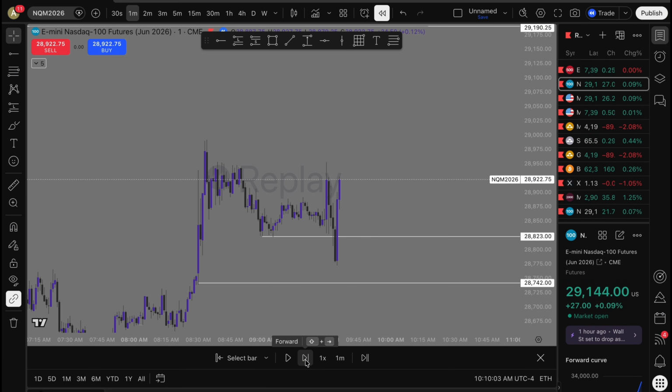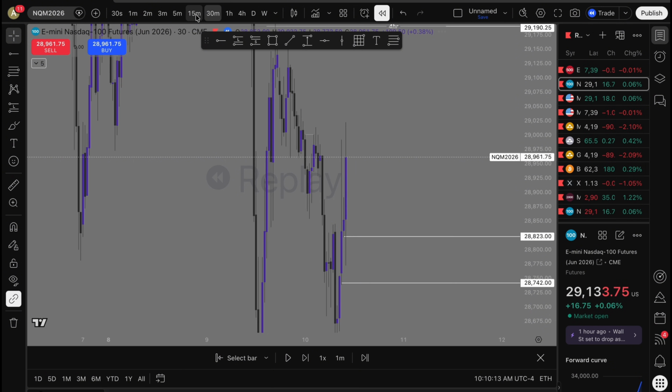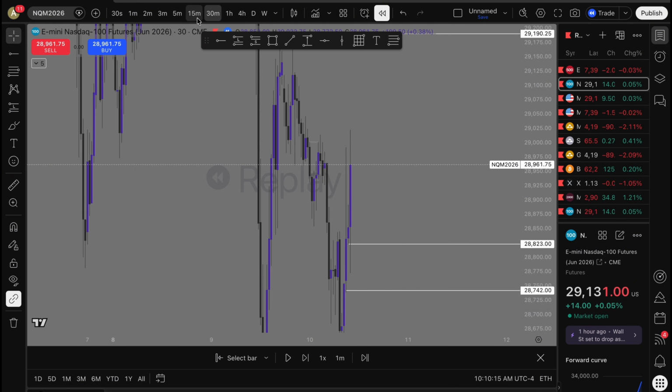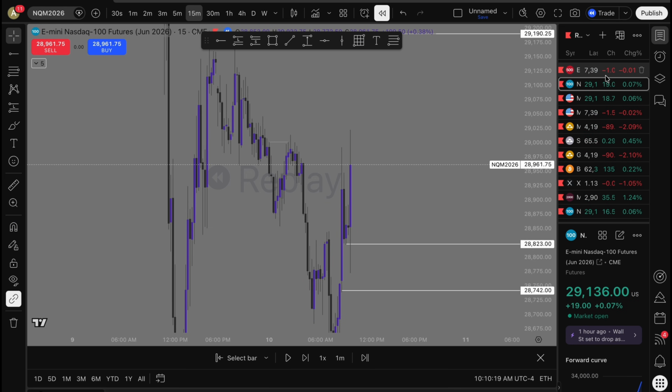Here we get a sweep of these highs. All of this liquidity ran, all of this, and on ES it looked way better. I still took it on NQ.